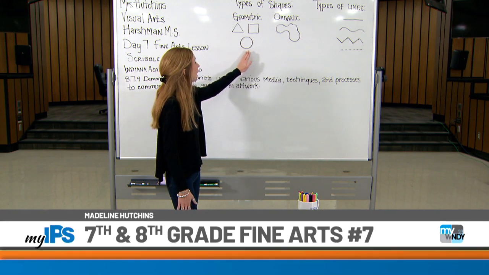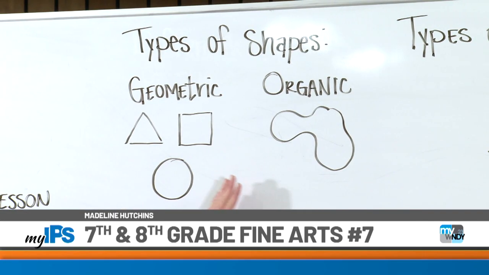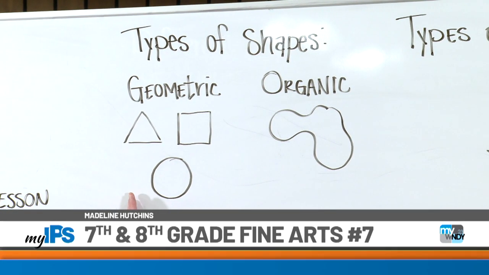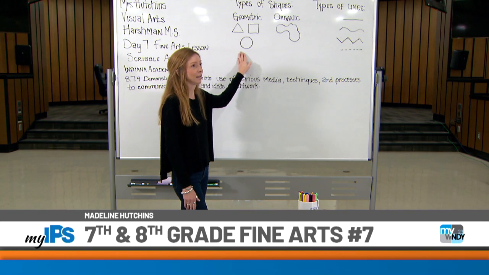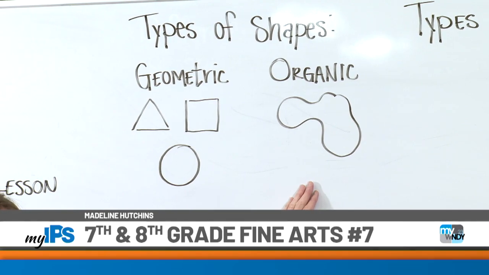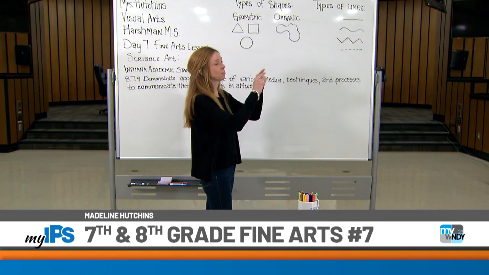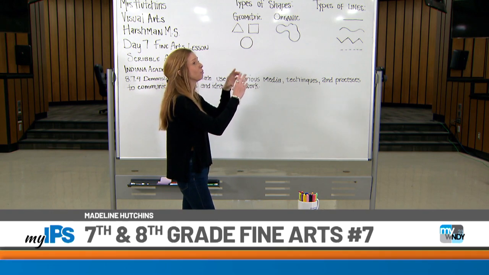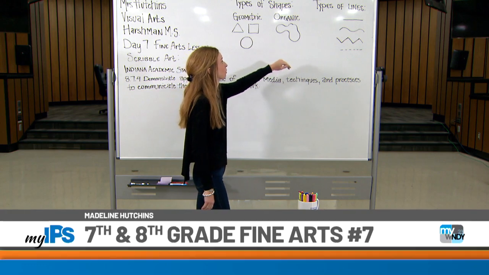There are 2 different categories of shapes. There's geometric and then there's organic. Geometric are your basic triangle, square, circle. Organic are shapes that you would find in nature, which you also actually do find geometric shapes in nature. But organic is basically, think of amoebas or different cells that you see under a microscope. Those would be more organic. Or the shape of a leaf. The shape of a leaf is organic because it can be symmetrical, but most of the time it's not perfectly symmetrical, so that's why it can be considered organic.